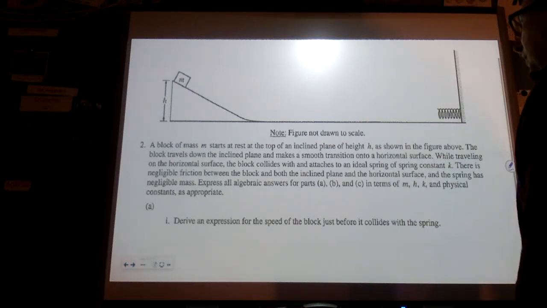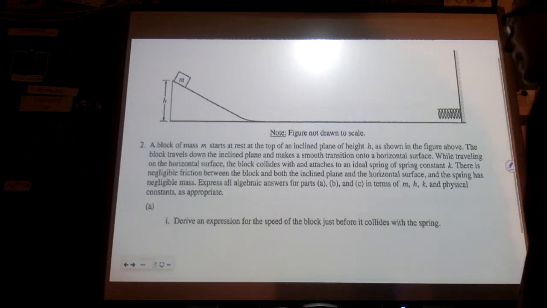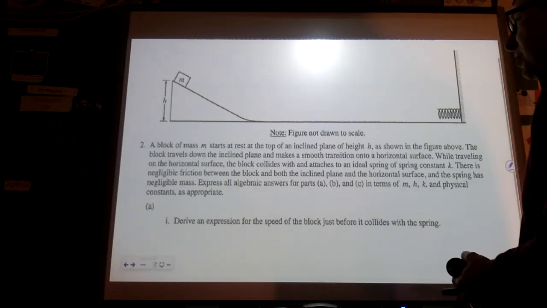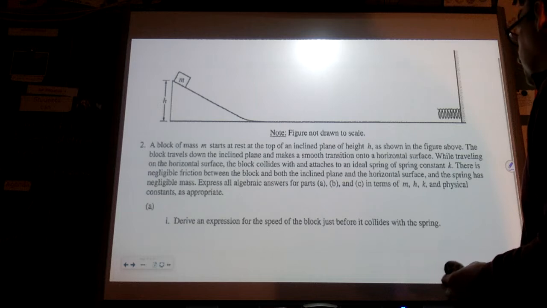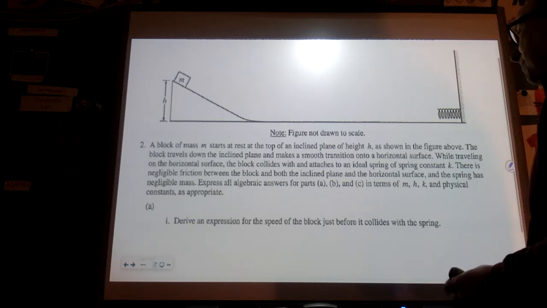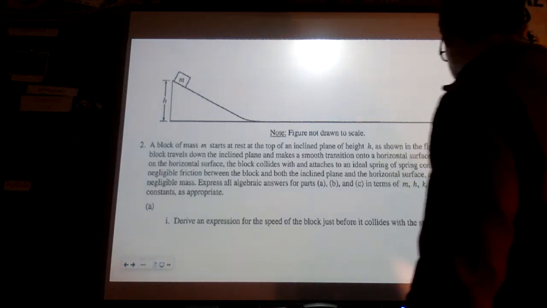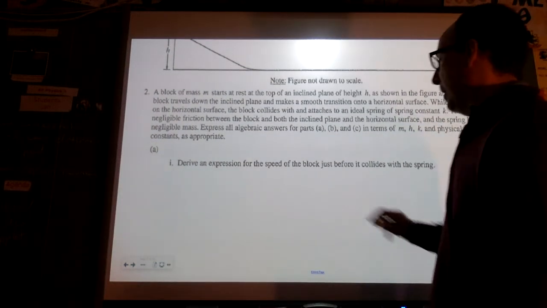Smooth horizontal surface. While traveling on a horizontal surface, the block collides and attaches to an ideal spring with spring constant K. There's negligible friction, so we just have conservative forces. The spring has negligible mass. I want to know how fast it's going. All right, so I want all of my points.